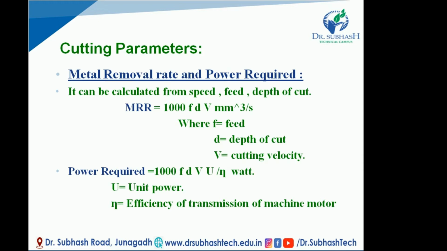If we can find the cutting velocity, then with the use of the feed and depth of cut, we can easily find the material removal rate. Now power required is 1000 FDV U divided by efficiency, in watts. Here U is the unit power, and the efficiency is that of the transmission, machine and motor. With the use of this formula, we can easily find the power required, right?